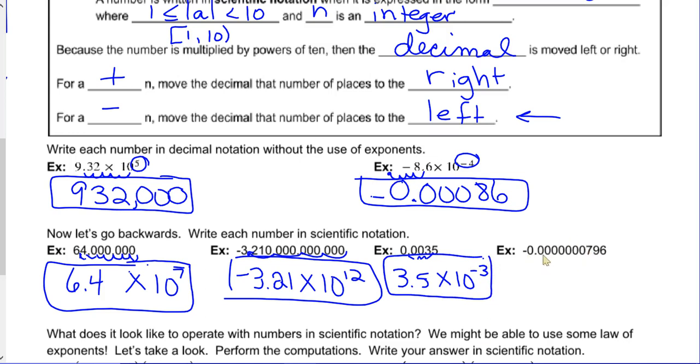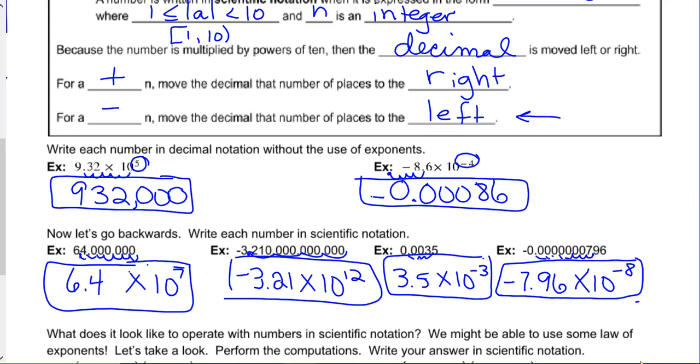And our last one, to go backwards again, we're going to take this decimal and put it all the way back here behind this first non-zero number. So I'm going to keep the negative, and 7.96 will be that number. Again, don't write these zeros in front, but we're going to exchange those for times 10 to what power? Well, here we go. 1, 2, 3, 4, 5, 6, 7, 8. And it is a very small number, so that has to be a negative power, negative 8. And that would be our scientific notation.